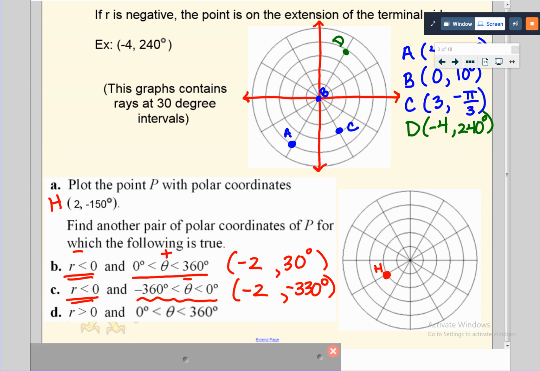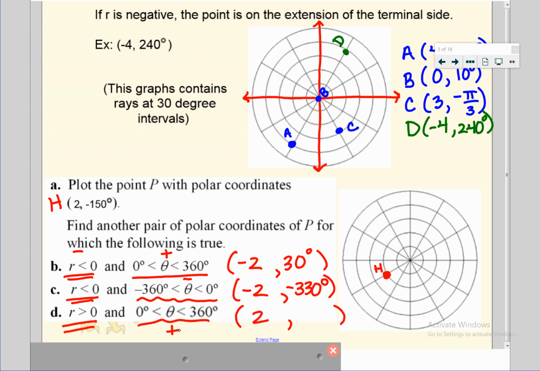Okay. Let's say I want R to be positive this time. So what's my only option for R? 2. And I also want a positive theta. So if R is +2, I'm going to go 2 to the right. And now I want a positive rotation, so clockwise or counterclockwise?